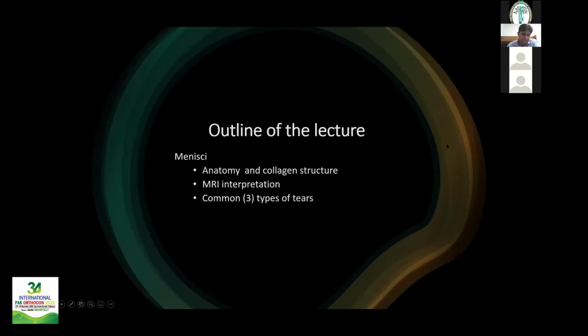Okay, so the outline will be describing the anatomy and the collagen structure of the meniscus. Then we'll discuss a bit about the MRI interpretations. Then the three most common types of tear, which I would like you all to know.